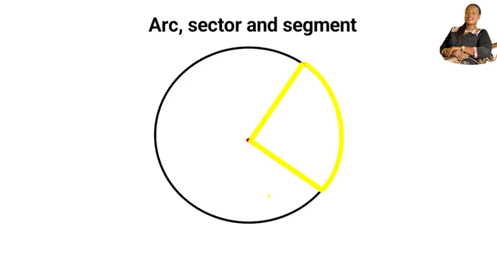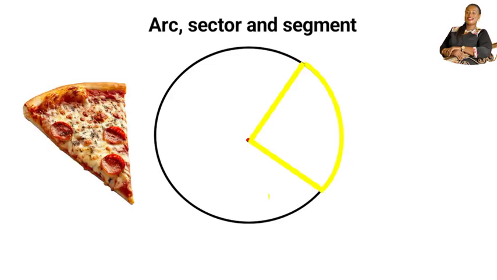A sector of a circle is the region enclosed by two radii of the circle and the arc between them. Or we can say it is the area between two radii and the arc. Think of it like this: a slice of pie or a slice of pizza. The two straight edges of the slice are radii, that is lines from the center to the edge of the circle. And the curved edge is the arc. So, the sector of a circle can be likened to a slice of pizza.